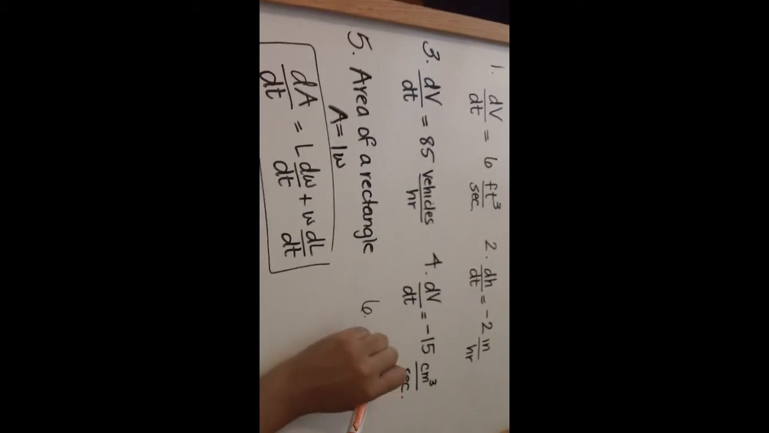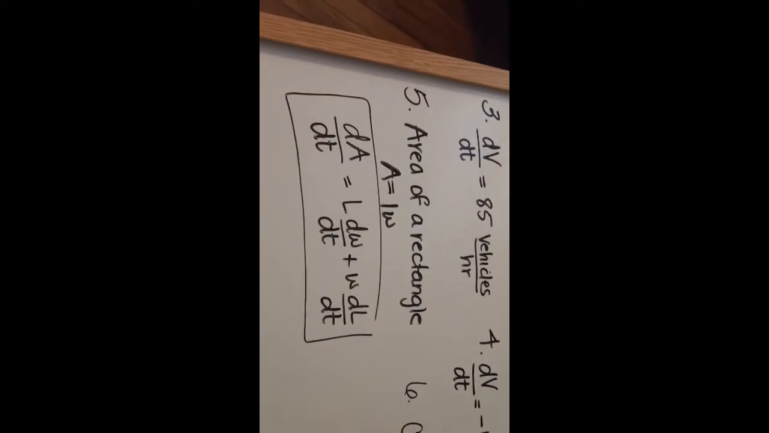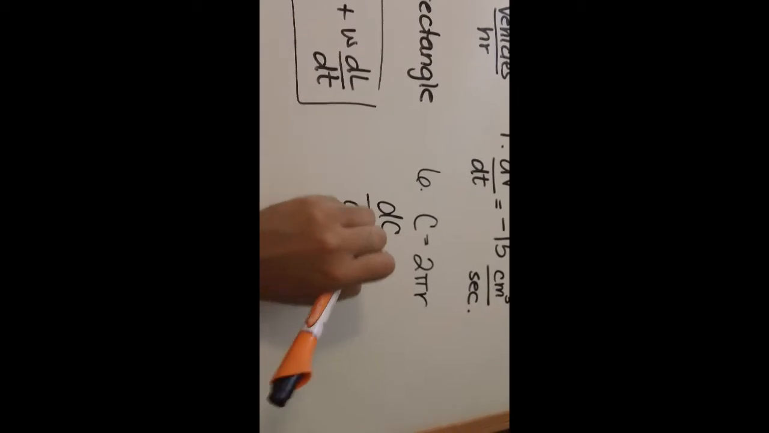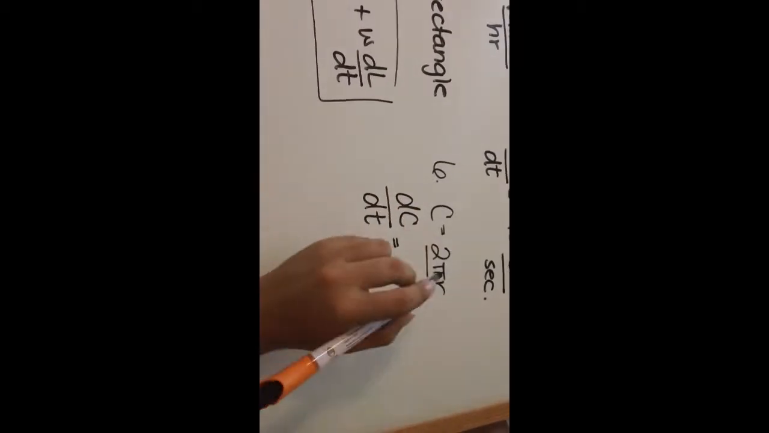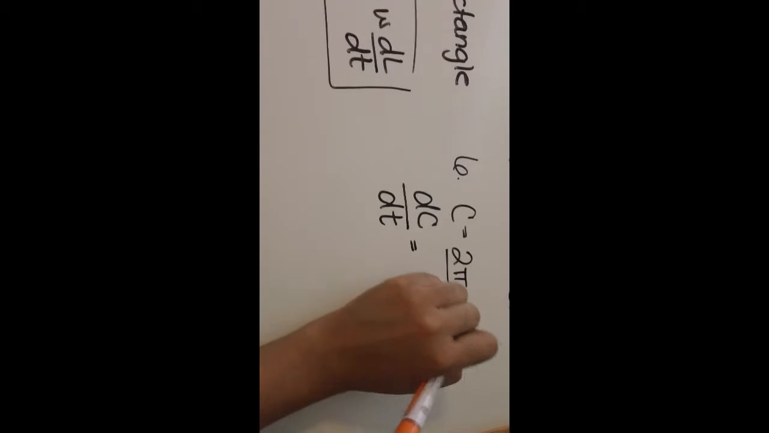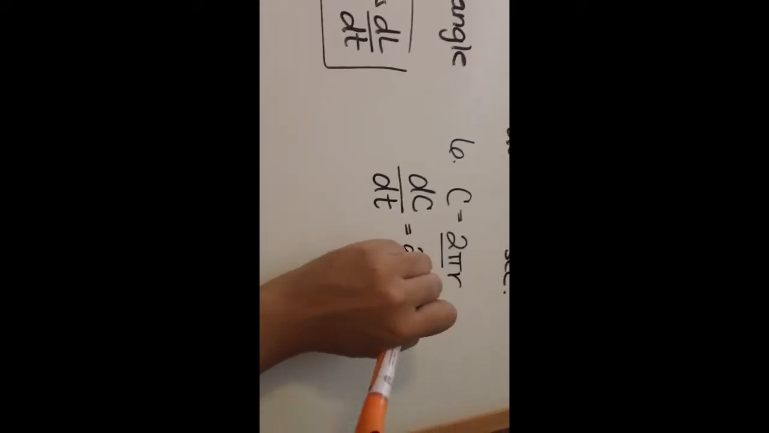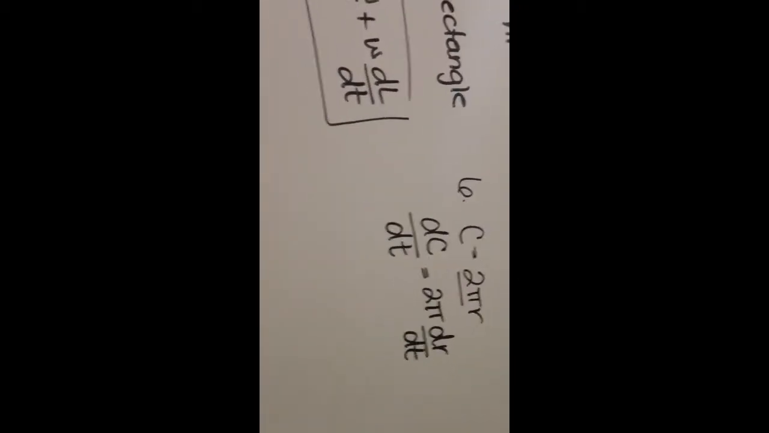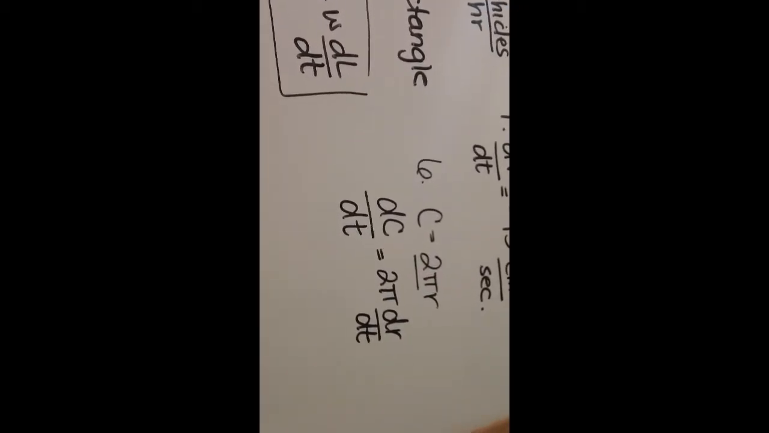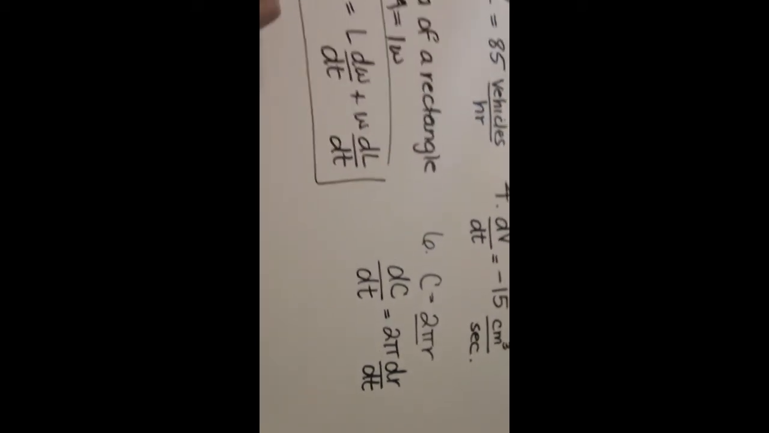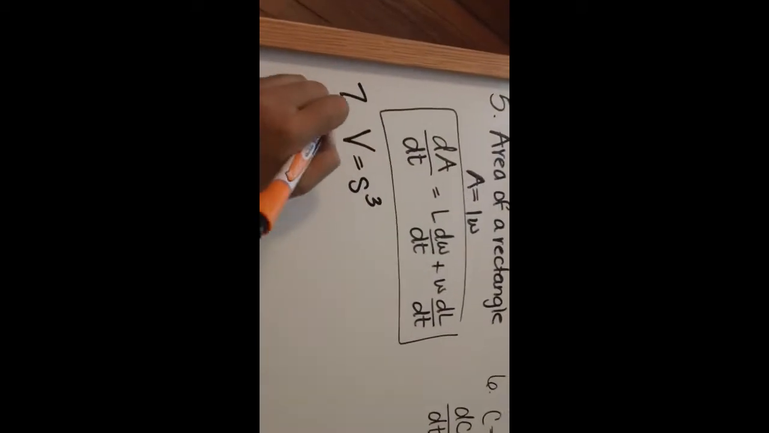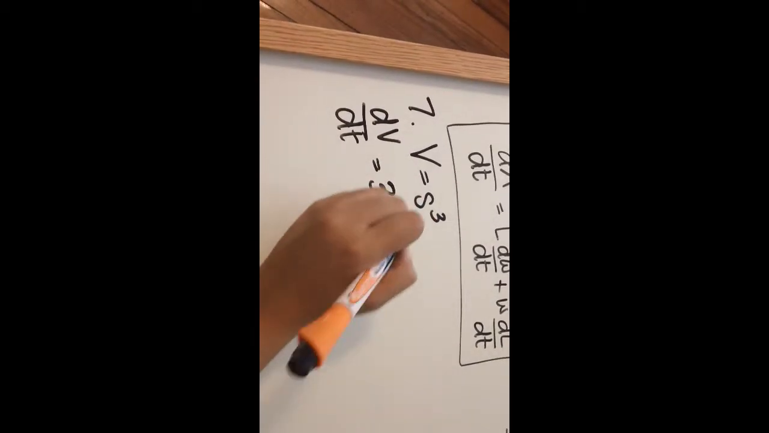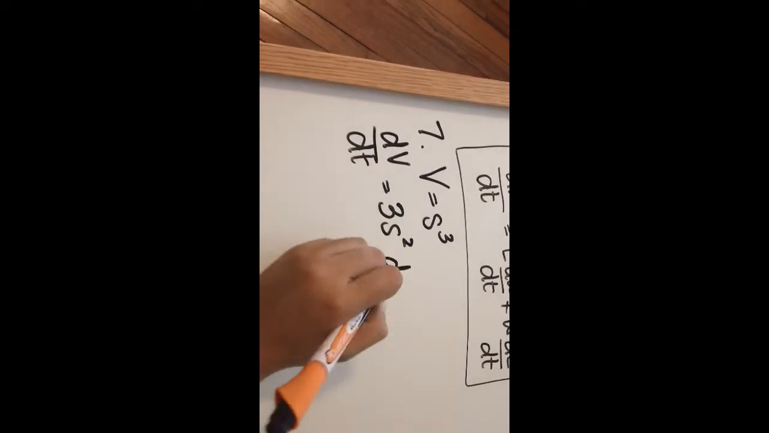6, you're given the formula for the circumference of a circle. Take the derivative on the left. Remember that 2 pi is just a constant, so really the derivative of r is just going to be 2 pi dr dt. For 7, you're given the volume of a cube. Left derivative is dV over dt will equal 3s squared ds dt.